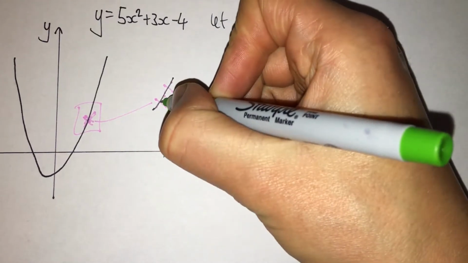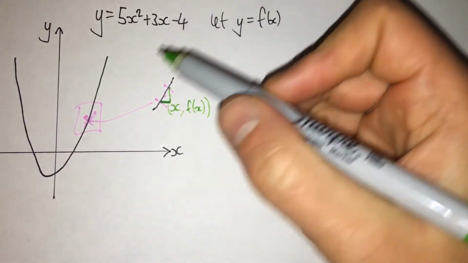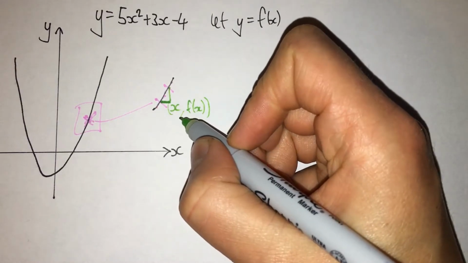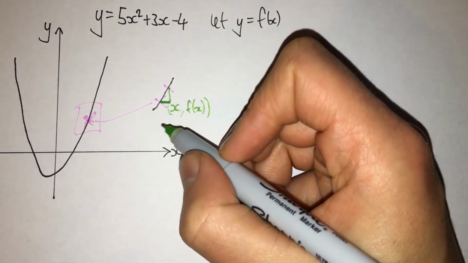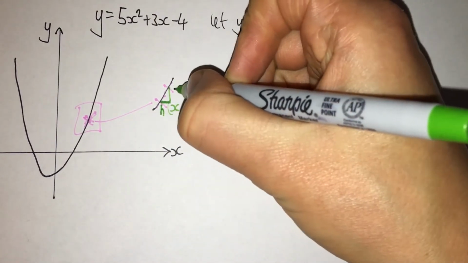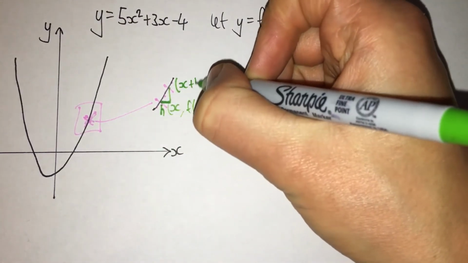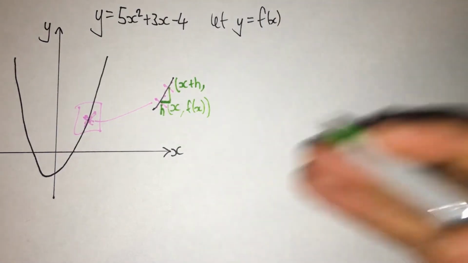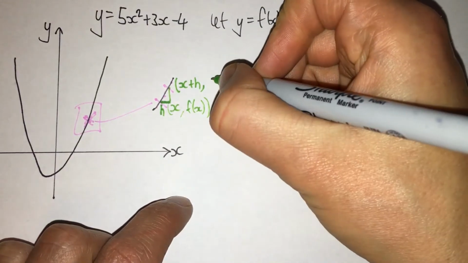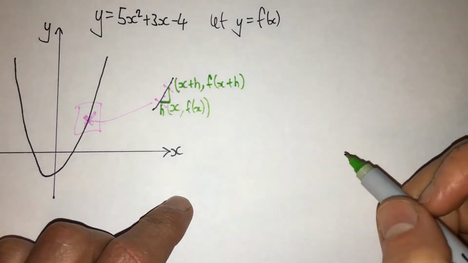Now we're going to add a tiny bit from this point to this point, because we said we want this point to be as close to it as possible. So if we add a really small amount, like 0.00001, and we'll call it h, then the x coordinate of this point will be x plus h. And when we put x plus h into our function, we'll get whatever the function does to x plus h.